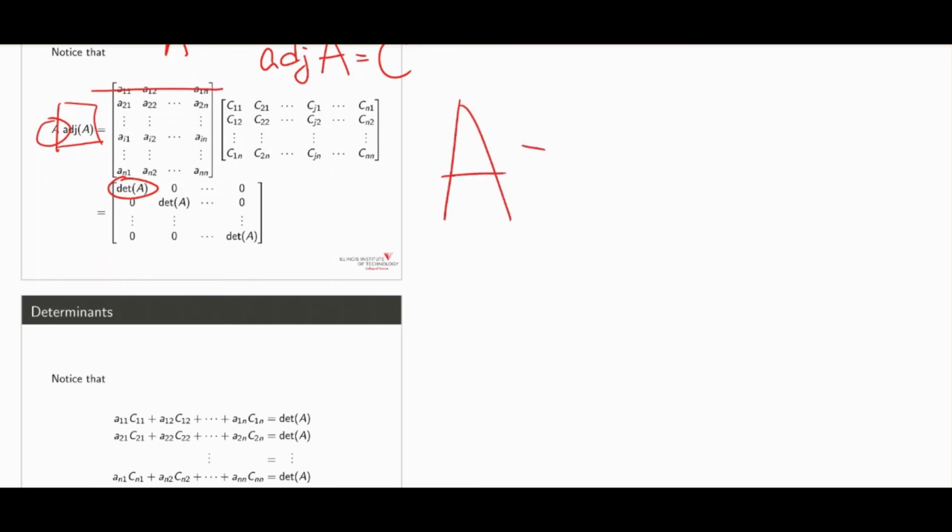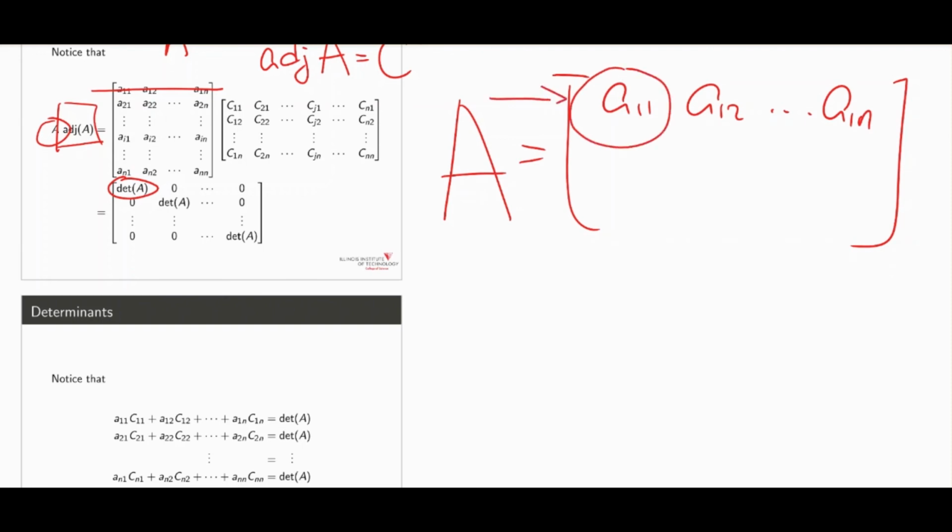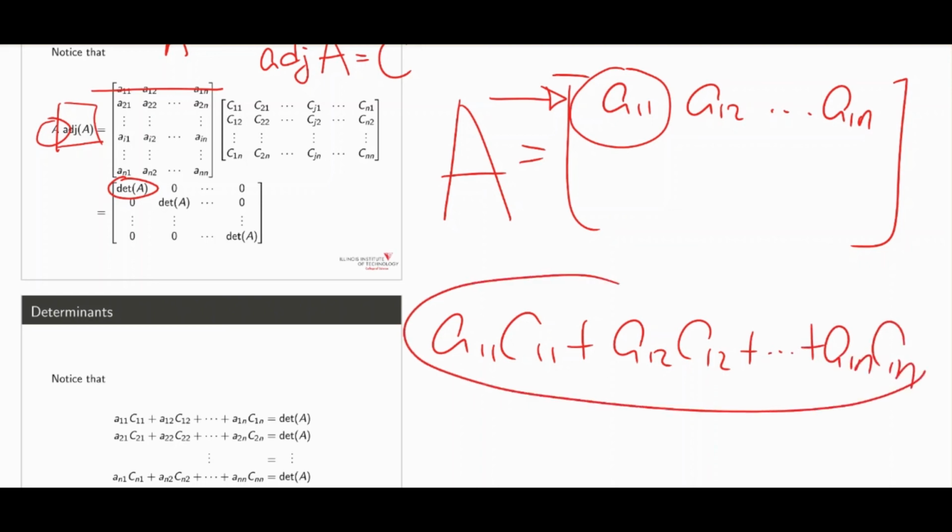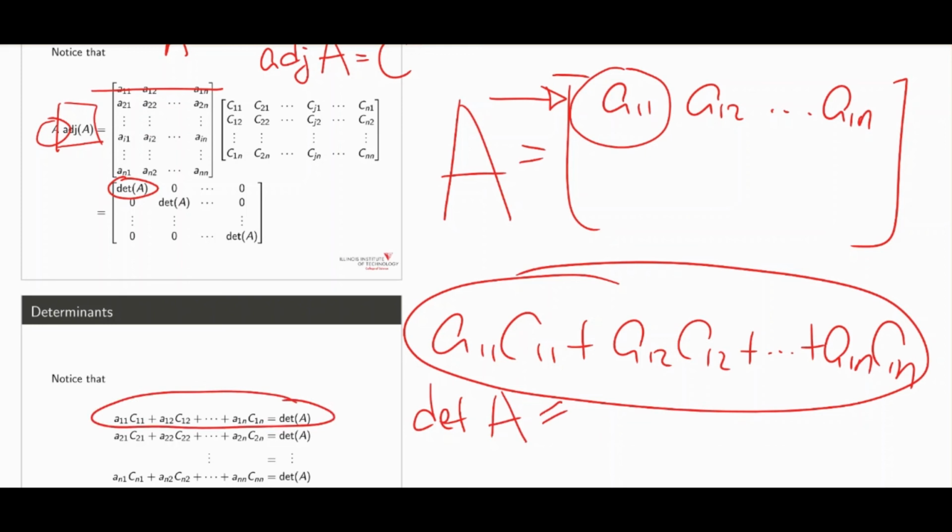So if you have matrix A and this is your first row, all the way to A1n. Remember, when you do your cofactor expansion on this row, you will take A11 multiplied by C11, and then A12 multiplied by C12, all the way to A1n multiplied by C1n. This is the cofactor expansion along the first row of the matrix A in order to compute the determinant of A.